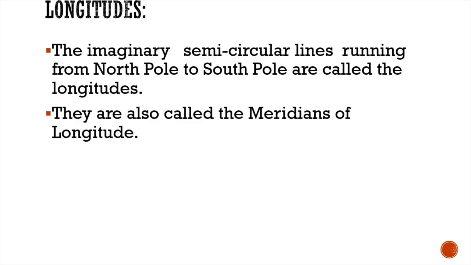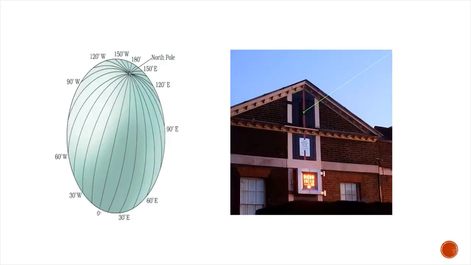Now what are longitudes? The imaginary semicircular lines running from North Pole to South Pole are called longitudes. These longitudes are even called meridians of longitude. If you observe in this picture, clearly we can see that the longitudes are heading from the North Pole towards the South Pole. Here we have this 0 degree. This is called the prime meridian. This is the most important longitude.